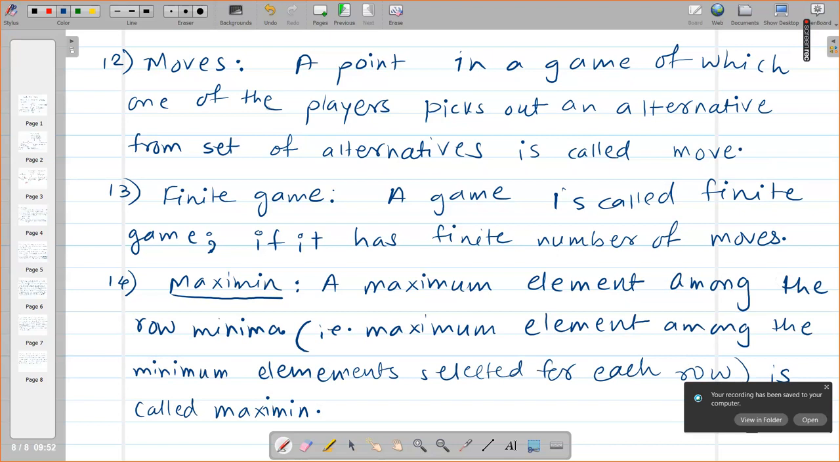Finished writing? Now why to do this? That I will explain in the example. Why find only row minima, and then among those row minima, why find the maxima? Why not do exactly the opposite? Why do it for rows, why not for columns? That we will see. I will explain it.